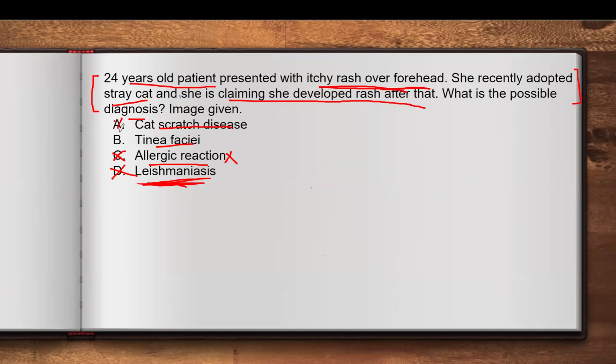We are only left with tinea faciei. This is the fungal infection of the face. And since she has contact with animals, any fungal infection can develop. Since this rash is itchy, most likely it is a fungal infection.